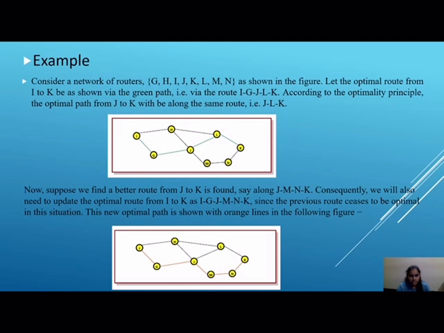According to the optimality principle, the optimal path from J to K will be along the same route, that is J, L and K. Now suppose we find a better route from J to K, say along J, M and K. Consequently, we will also need to update the optimal route from I to K as I, G, J, M, N and K, since the previous route ceases to be optimal in this situation. This new optimal path is shown with orange lines in the following figure.